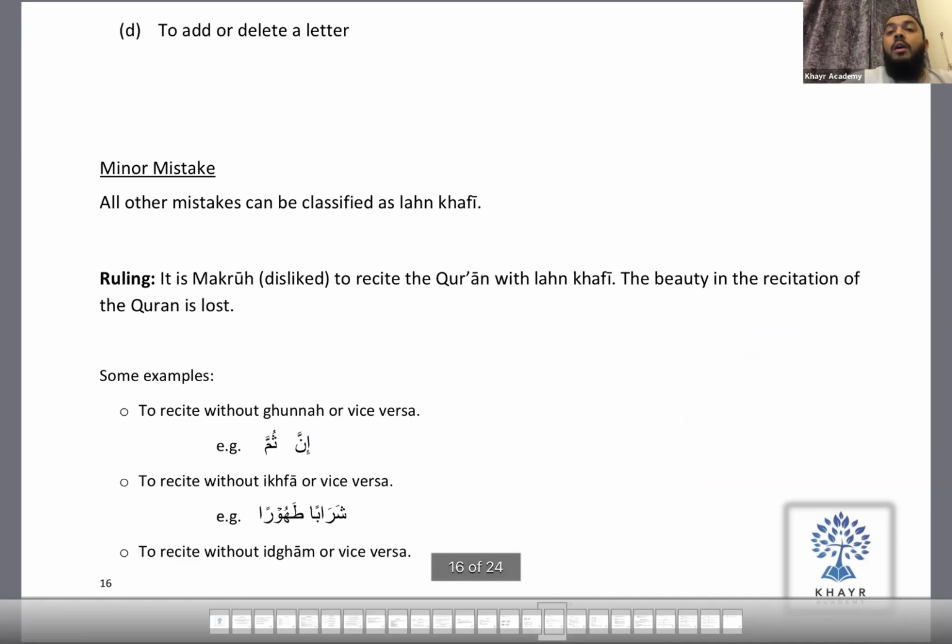So to recite the Quran without gunna, if there was a place where we were meant to do gunna and we didn't, or vice versa, to recite without ikhfa, without idgham, without iqlab, izhar, these are all minor mistakes. We should try our best to avoid them, but if it happens, don't stress too much about it, because there's something else we have to stress about. What is that?